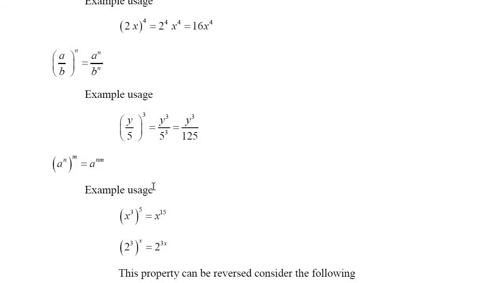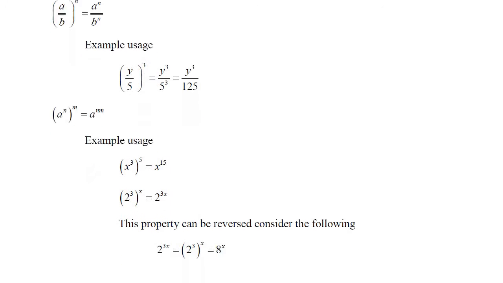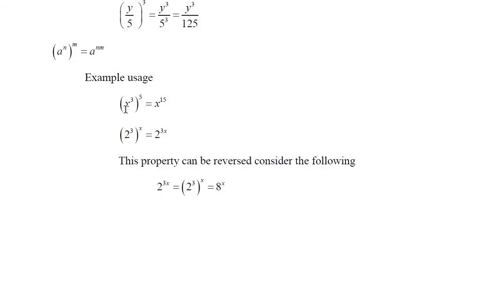Now let's take a look at this next property. a to the n exponent raised to the m exponent is equal to a to the n times m. So an example usage, if I have x to the 3rd power raised to the 5th power, that's equal to x to the 3 times 5, which is 15. Or I could also have it written as x to the 3rd power raised to the x power. That's going to be 3 times x, which is x to the 3x.